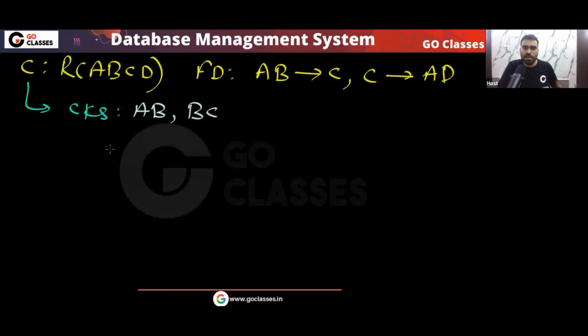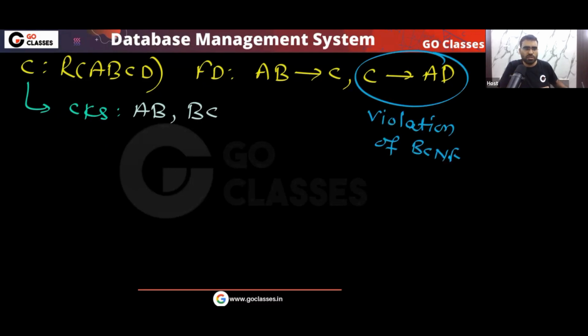Very simple. So tell me, what is the violation then? AB and BC are the candidate keys. This is the violation of BCNF because C is not a super key. This C is not a super key. So this is the violation of BCNF. So definitely this option C is not in BCNF.